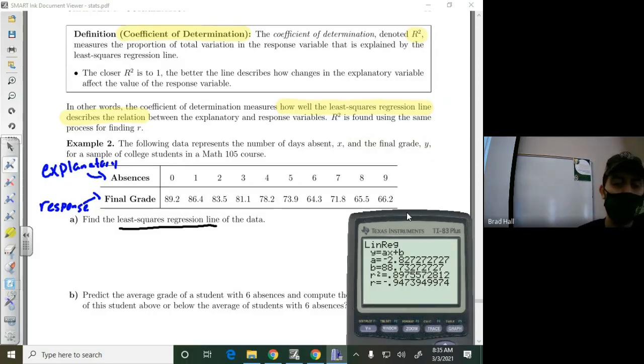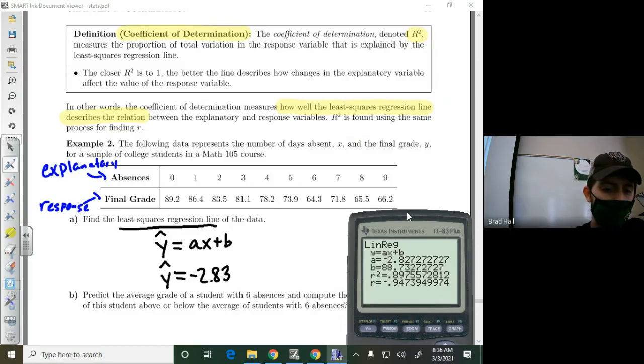So the least squares regression line, in general, I'll just write out it's AX plus B. But again, they told us A and B, so we can just go ahead and fill those in. A is negative 2.8, I'll round it to 2 decimal places. X plus 88.73. Again, 2 decimal places. And that is the regression line.